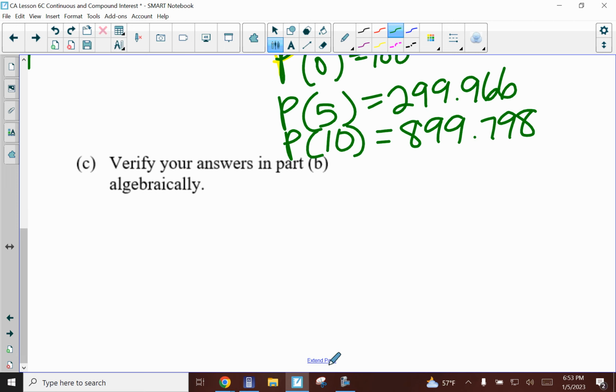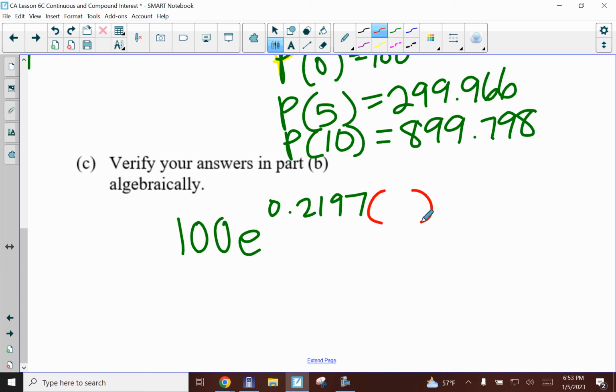This part right here says verify your answers to part B algebraically. So what they want you to do is use the formula and a regular calculator. And I'm not going to really show you how to type it in. I'll just show you what you need to plug in. So when it says P of 5, you're going to put in 100 e to the 0.2197. And then right here, this is where you're going to add the 0 to get the answer. So that answer was 100.